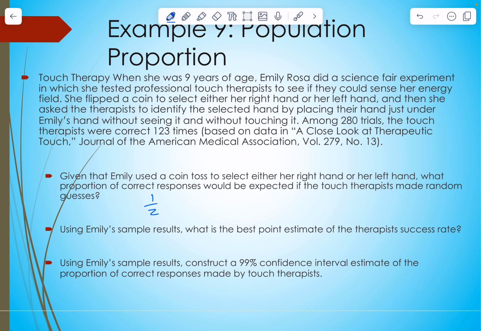Using Emily's sample results, what is the best point estimate of the therapist's success rate? Well, that would be 123 divided by 280, and that's about 0.439. Not very good.